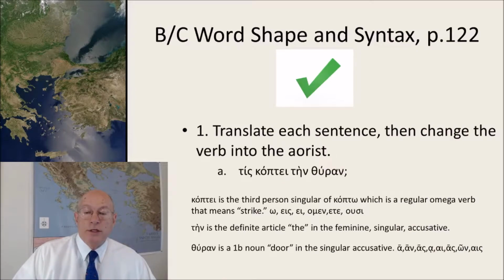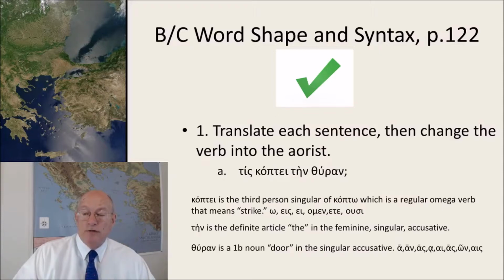So, tis kopte tain thuron. Kopte is a word that we've seen before, and this is a third person singular, and the principal part is kopto. It's a regular omega verb, and it means to strike, and I'm translating it as to knock, and it has the normal endings of o, eis, ei, omen, ete, ousi. The next word is a definite article, the, tain, and it's in the feminine singular accusative, so this is likely to be a direct object. And then thuron is a 1B noun, meaning door.